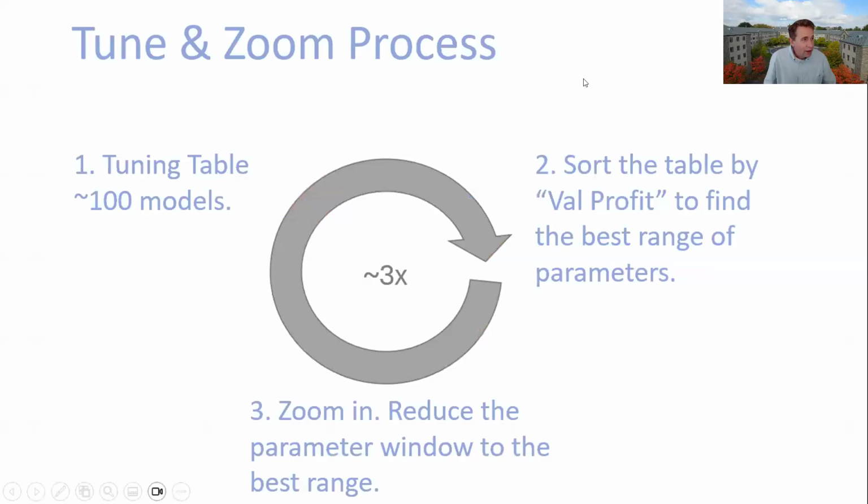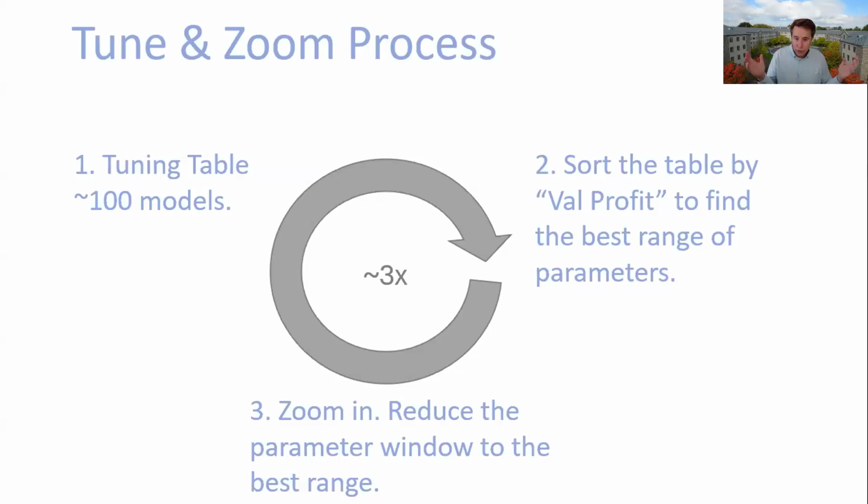Okay. So just to review the tune and zoom process, it starts with a tuning table. I recommend something like 100 models. Then you sort the resulting table based on whatever metric you want. For me, that's validation profit. You find the best range of parameters, and then you zoom in on that range. It's a pretty simple idea. You might be underwhelmed at this point, but it's okay because this is a technique that we're trying to get the students to understand, to wrap their heads around.